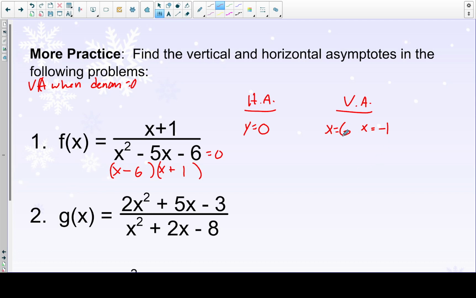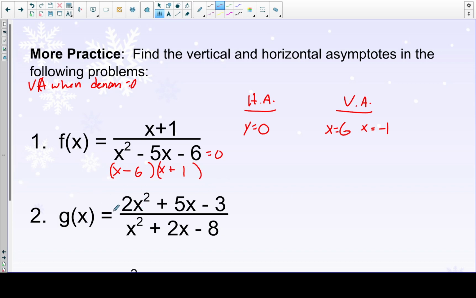So vertical asymptotes, it's just like finding x-intercepts, but we're finding them in the denominator, because we want to mark when this function has a 0 in the denominator. All right. And so that's really how we can put it all together.